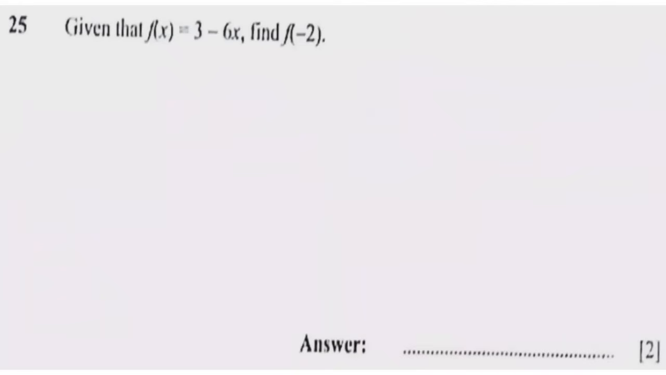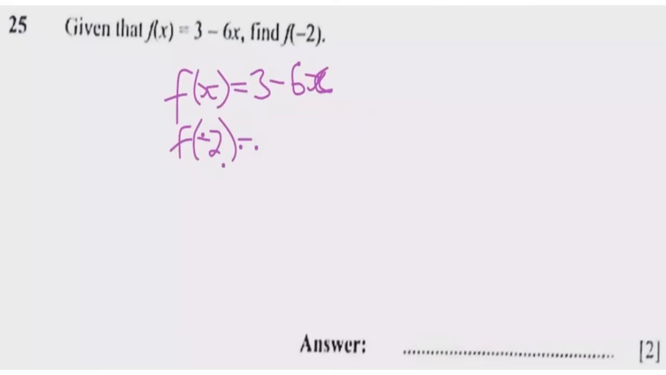We come to question 25, which is, given that f of x is equal to 3 minus 6x, find f of negative 2. So what we're going to do, first we write the expression that is given. We are given f of x is equal to 3 minus 6x. Okay, so now what is the value of f of negative 2? It is equal to 3 minus, then where there is x we put negative 2, like this.